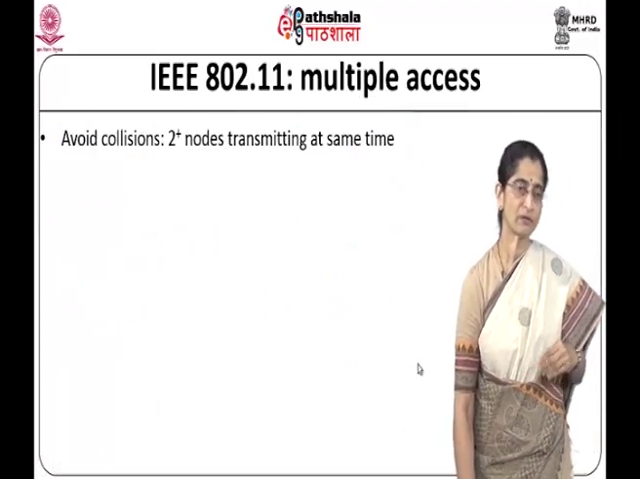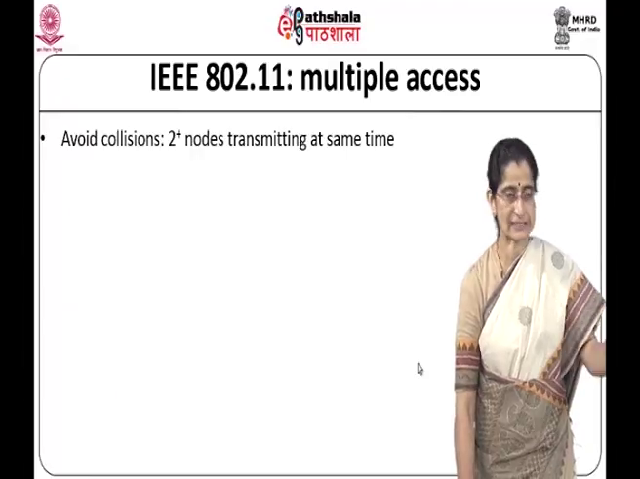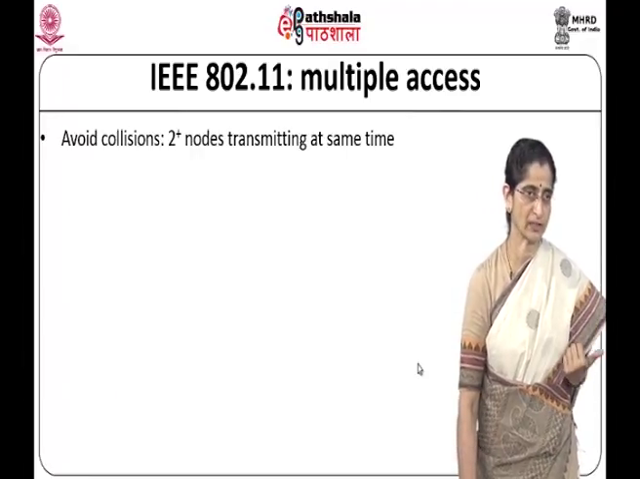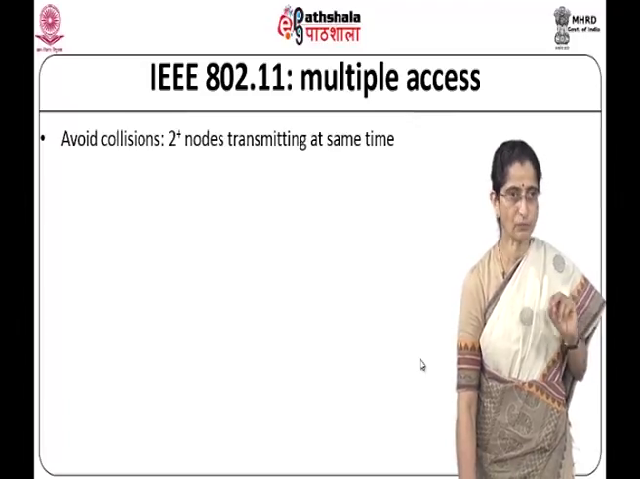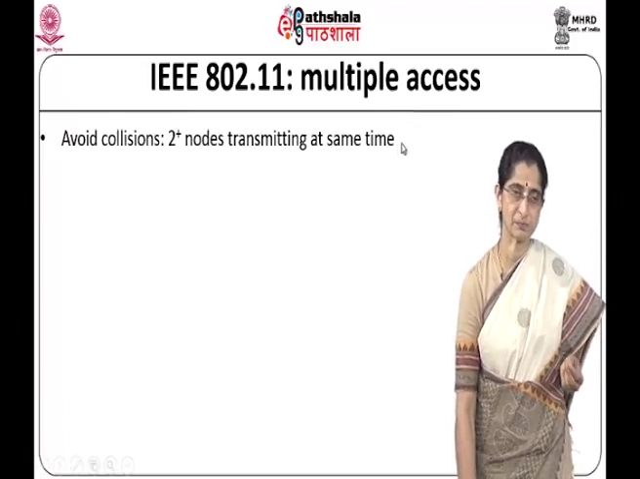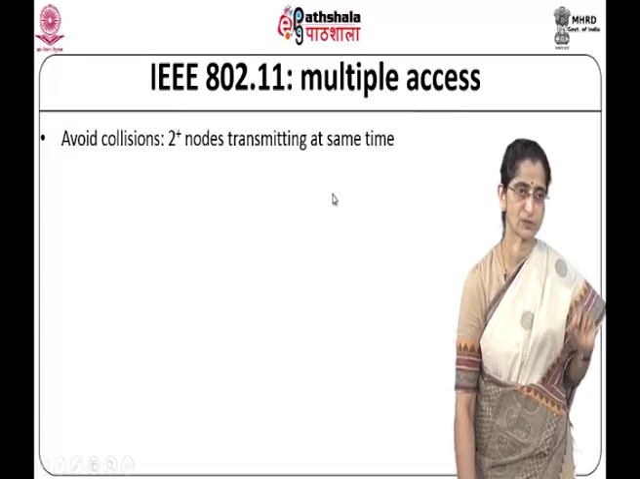Now when we have multiple devices accessing the network, let's look at the other things that we need to deal with. One of the things we need to deal with is when more than two nodes are transmitting at the same time, we need to avoid collisions. So how do we do that?